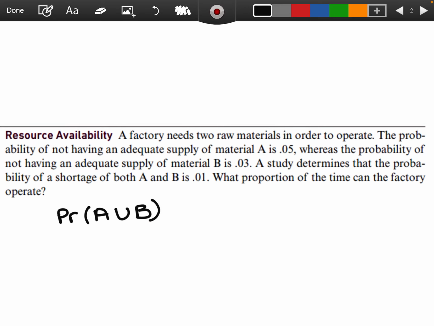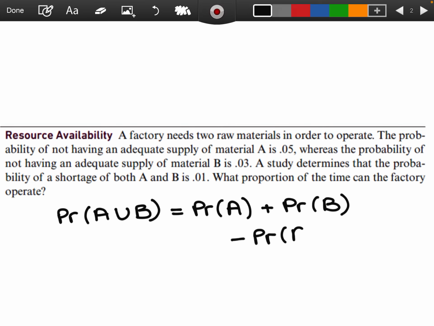So I'm going to look at the probability of one or both of those things having a shortage. So I'm going to look at the probability of A union B. That's going to be the probability of having a shortage of A plus the probability of having a shortage of B minus the probability of having a shortage of both A and B. Remember here, I'm looking at the probability of there being a shortage of this.